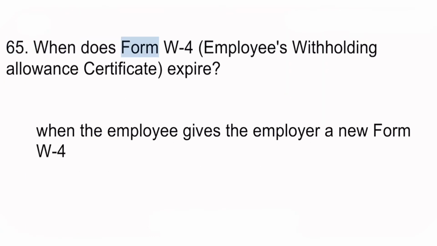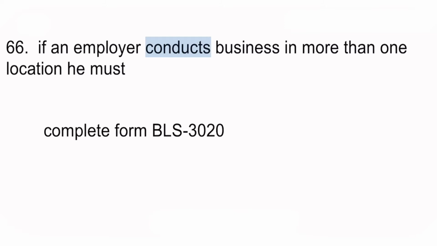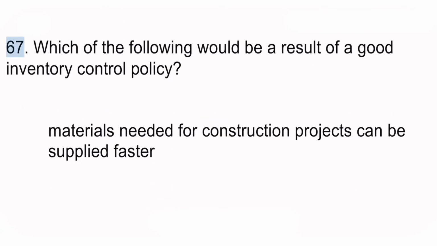65. When does Form W-4, Employee's Withholding Allowance Certificate, expire? When the employee gives the employer a new Form W-4. 66. If an employer conducts business in more than one location, he must complete Form BLS 3020. 67. Which of the following would be a result of a good inventory control policy? Materials needed for construction projects can be supplied faster.